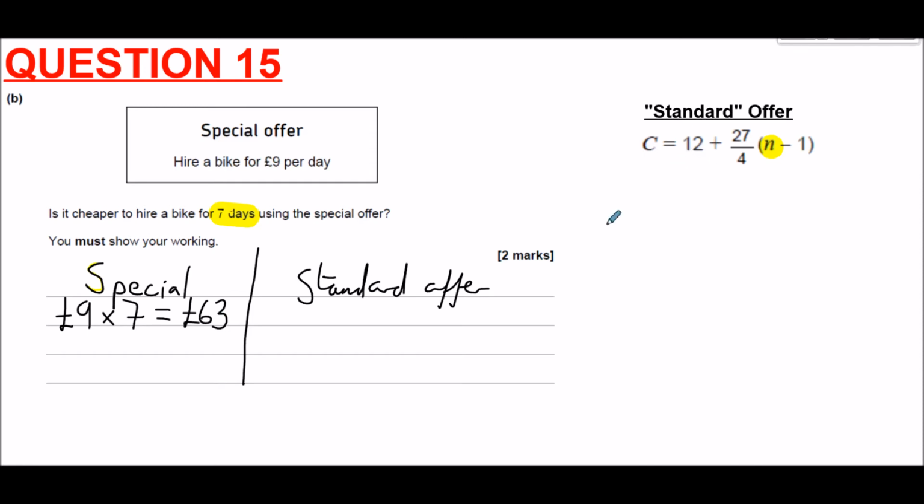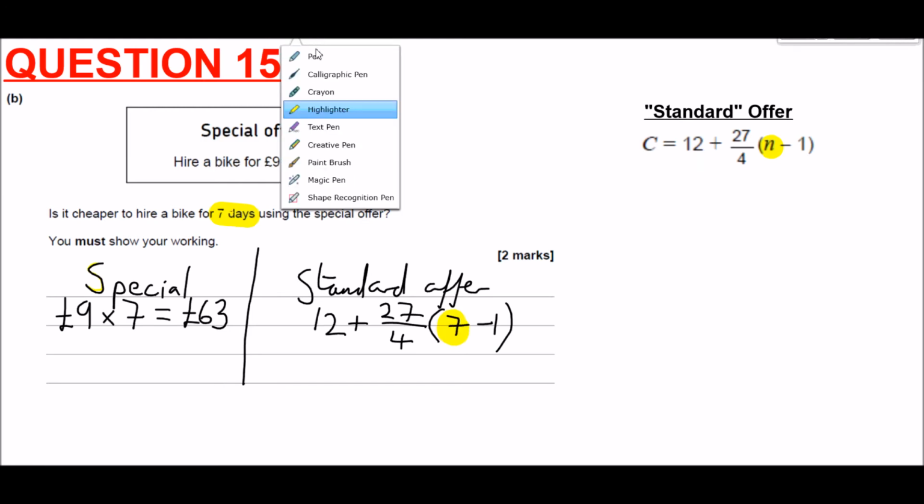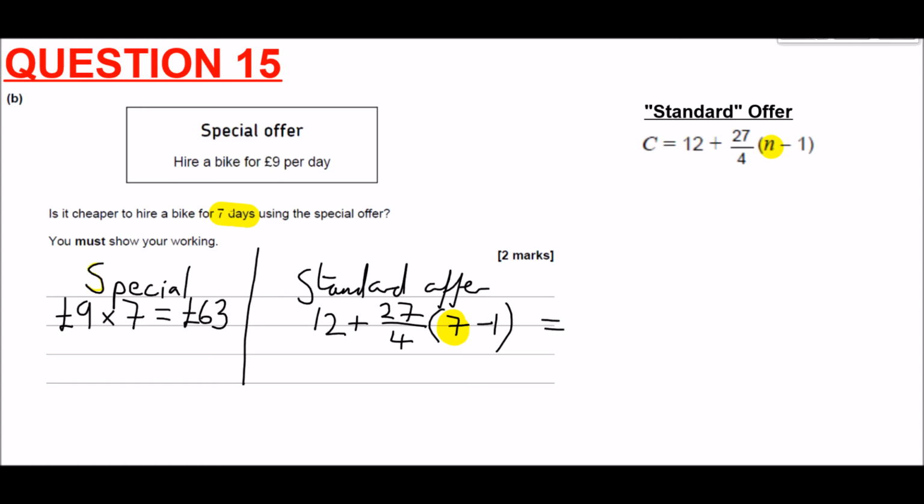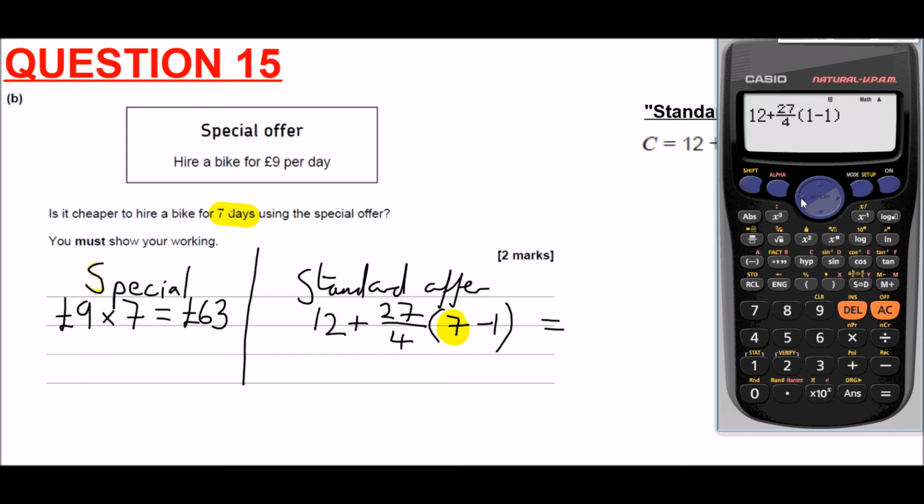Whereas this standard offer, because n is 7, is going to be 12 plus 27 over 4 brackets n minus 1. Well, n will be 7. So what we can do is again just use the calculator to double check and save us from panicking, and just type in this formula using n equals 7. So in fact I can be a lazybones and just edit what I had before. For part A, n was 1, so I'm going to delete that and just put n is 7. Press equals 52.5. Now that's £52.50.